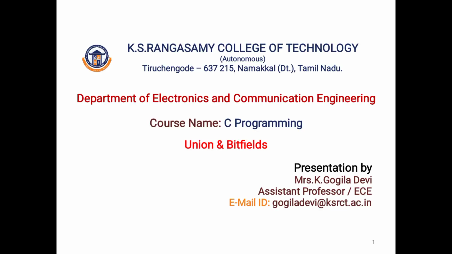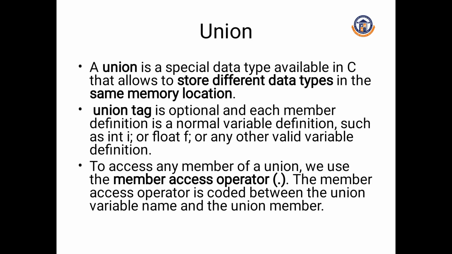In this video, we are going to see about the union and bit fields in C programming. We can say union is a special type of data type that is available in C. Actually, it is a concept that was borrowed from structures, and it follows the same syntax as structures.